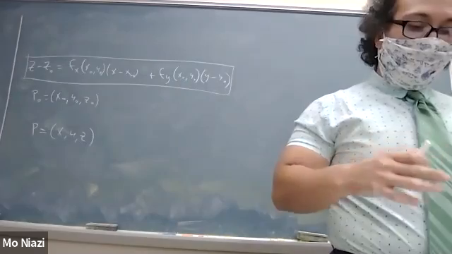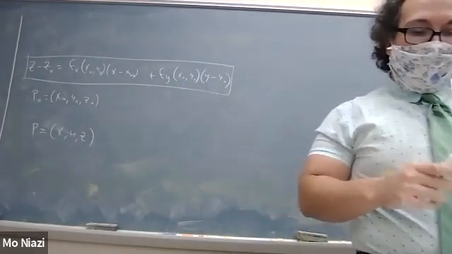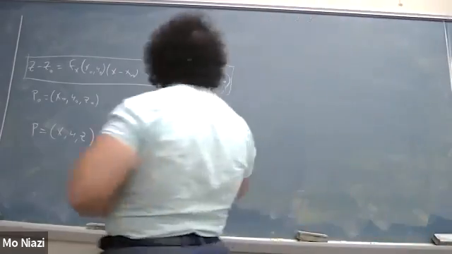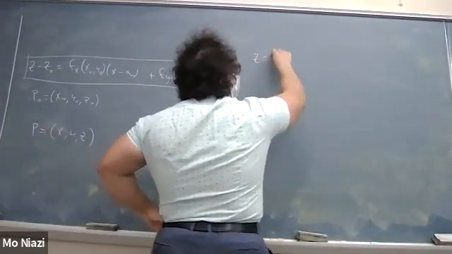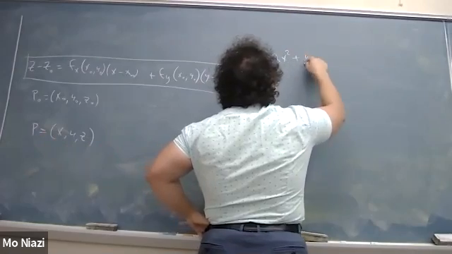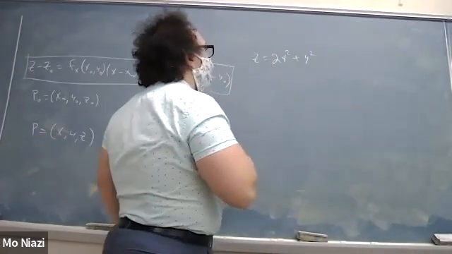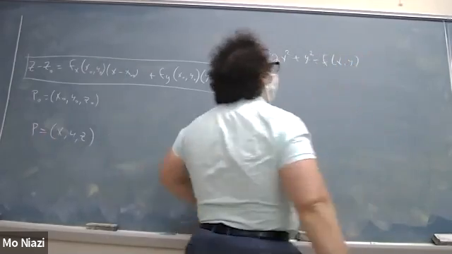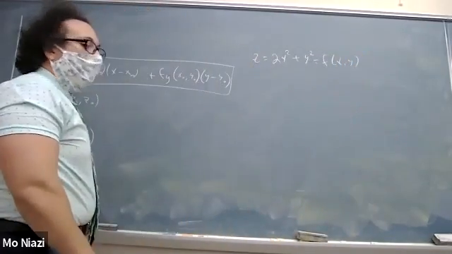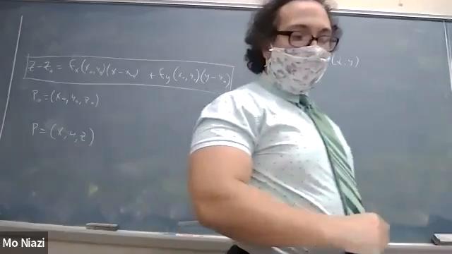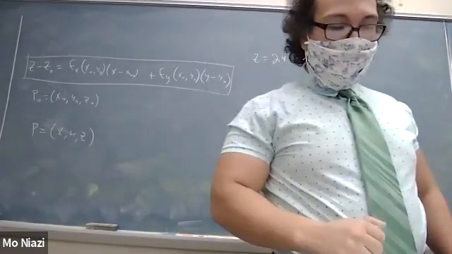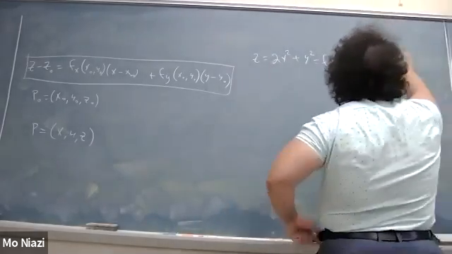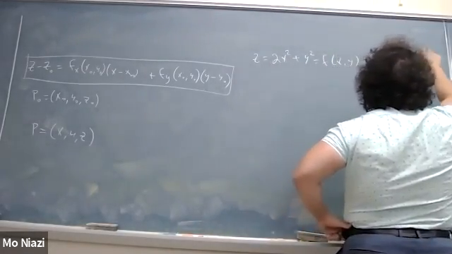So after this theoretical development, let's do a concrete example. How about z is equal to 2x squared plus y squared? This is equal to our function. Okay. So let us find the tangent plane here at the point (1, 1, 3).